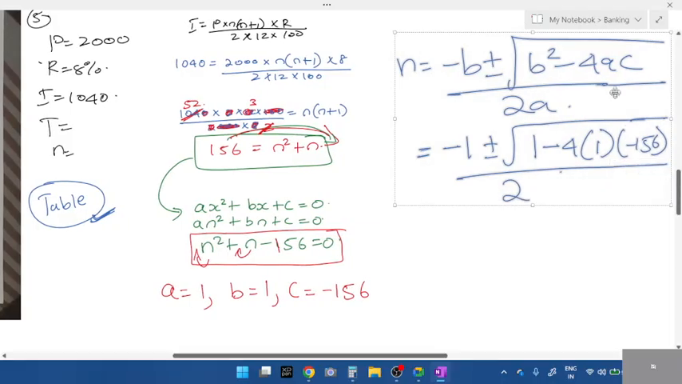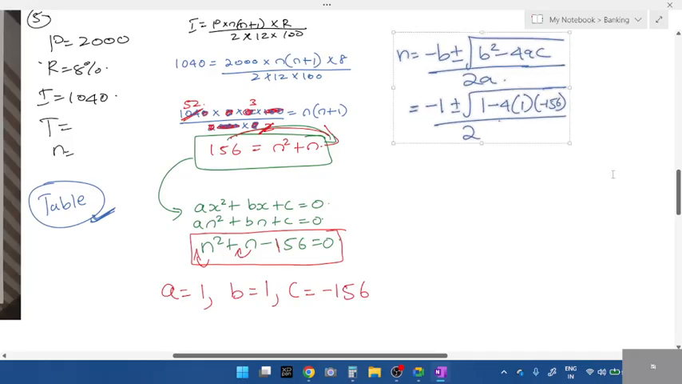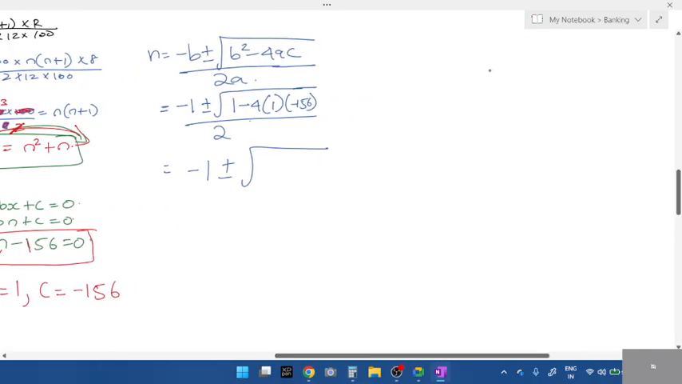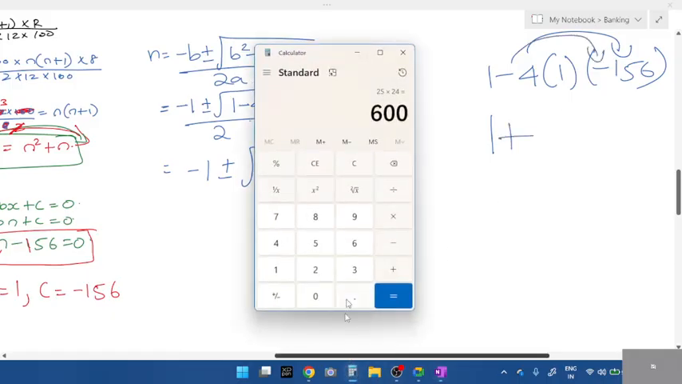Don't write. All of you listen. This calculation is important. It is confusing as well. Look here. Minus 1 plus minus square root of 1 minus 4 into 1 into minus 156. Multiply 4 into, what is 4 into 156, students? Okay, I'll do 4 into 1. What is minus into minus? Minus into minus is plus. 156 into 4. What's the answer? 624.